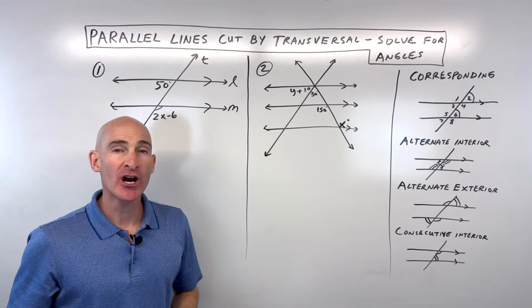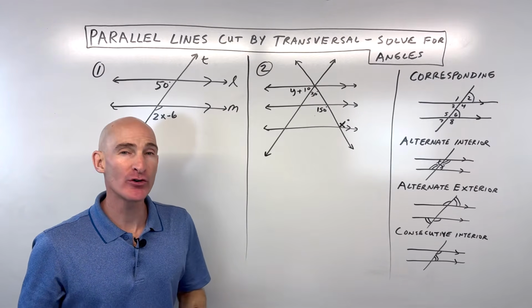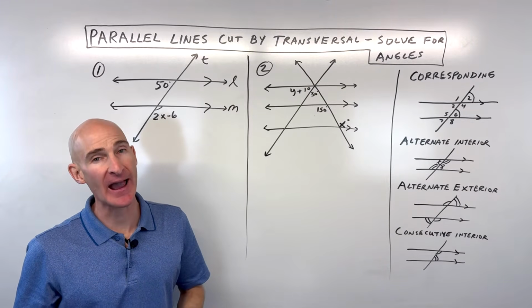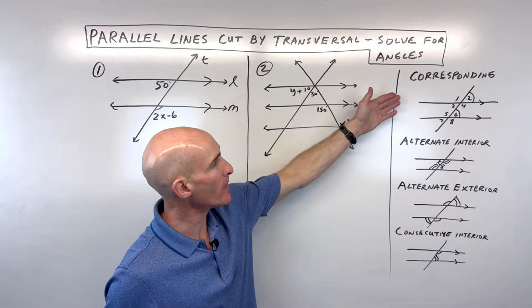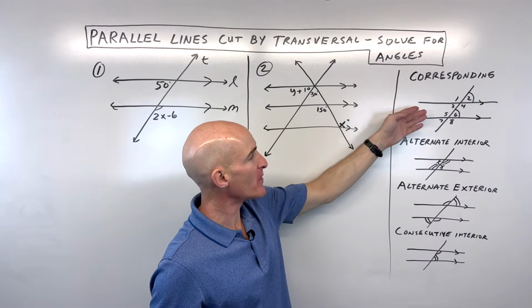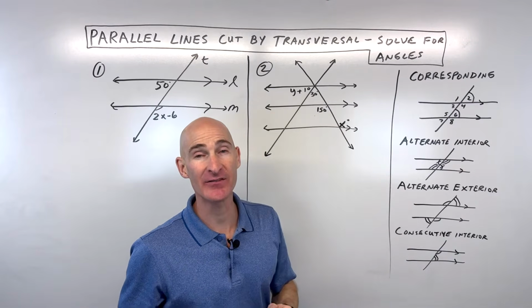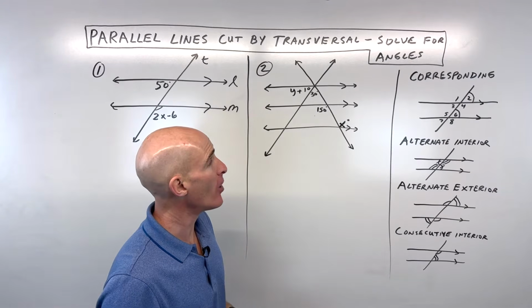In this video, we're going to talk about parallel lines cut by a transversal, and we're going to go through 4 examples about how to solve for various angles and some different diagrams. So let's dive in. The first thing we want to review briefly is, what are corresponding angles and alternate interior angles, alternate exterior, and consecutive interior, and what does that mean when there's parallel lines involved?